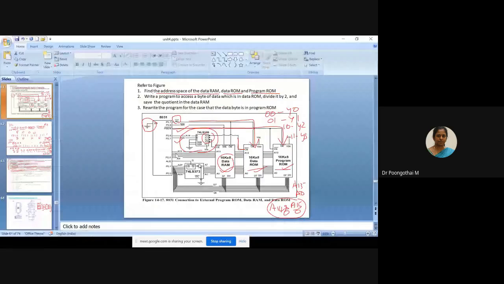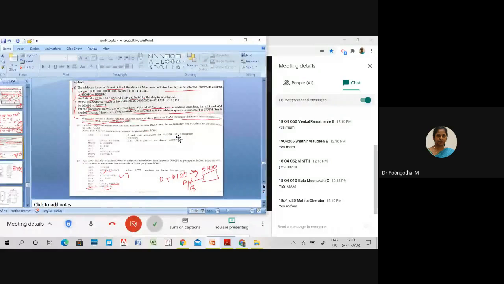Any clarification regarding this? It is a very important problem in this unit. Any doubts?